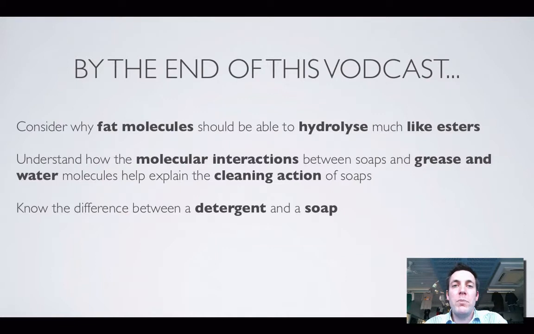Hopefully by the end of this film, you'll be able to understand why a fat molecule ought to be able to be hydrolyzed just like any other ester. In other words, you can understand why a fat molecule is an ester. And then once you've hydrolyzed your fat and produced the products, you might consider how those products will interact with different types of molecules and how that can explain how the soap works. We'll also hopefully know the difference between a detergent and a soap.